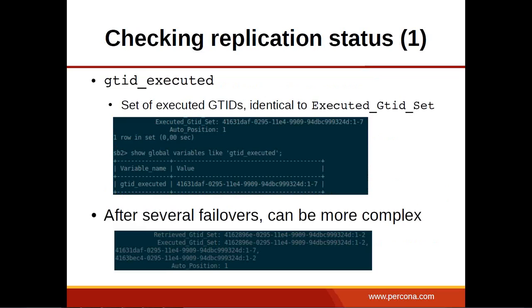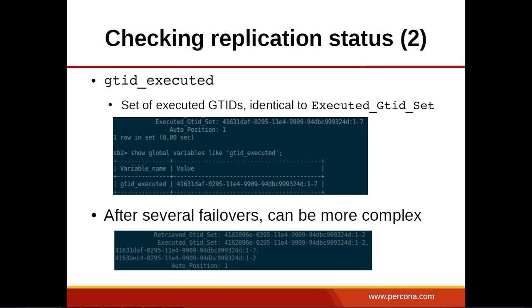We also have a global variable called gtid_executed, which also contains the set of executed GTIDs on a given slave, and this is exactly the same thing as the Executed_Gtid_Set column that we have in SHOW SLAVE STATUS. As you can see in the first picture, we have SHOW SLAVE STATUS, then we have SHOW GLOBAL VARIABLES like gtid_executed, and we have the same value.